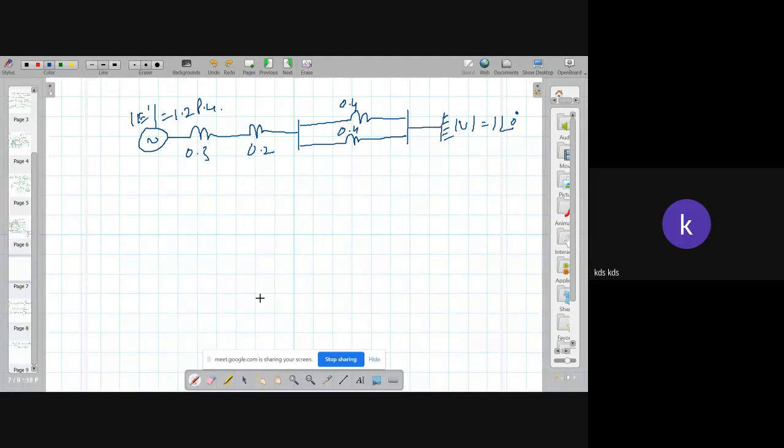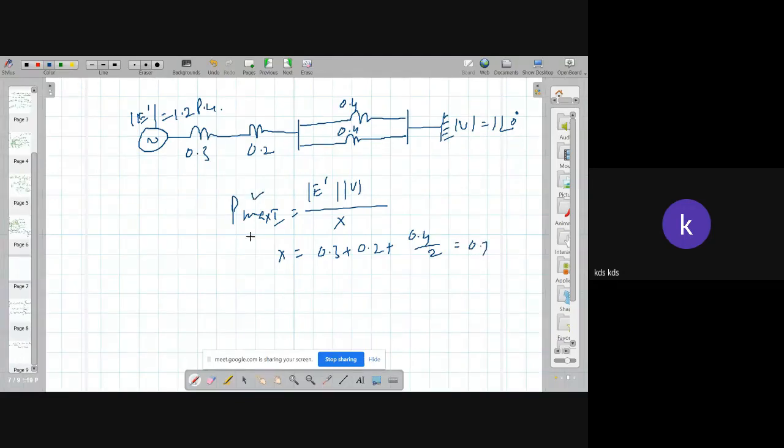So during the pre-fault conditions, the whole circuit is under normal operating conditions. So you need to determine the P max 1. You can easily find out P max 1 as E dash V over the total value of the x. The total value of the x here is 0.3 plus 0.2 plus 0.4 by 2. So the total value of x is 0.7, and from here you can easily find out P max 1.